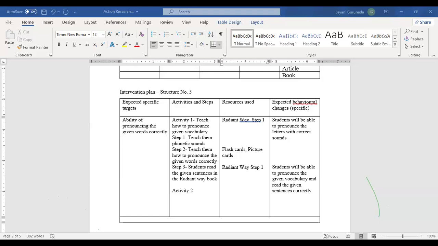Okay. Right. So you can have it like that. If you are doing it for 8 days, you can have 8 activities, right? And some steps. So you have to explain it for the research proposal presentation, right? Another one? Okay.